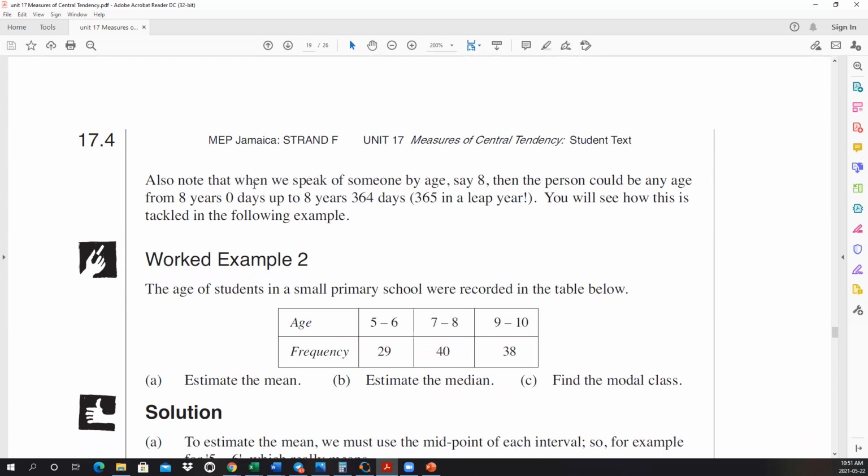Let me say it again. Also know that when we speak of someone by age, say 8, then the person could be any age from 8 years up to 8 years, 364 days, and then it's 365 in a leap year. Because it has to be like this, because if you were to put 365 here, then of course this would just be 9 years. So it wouldn't make any sense. And if it's a leap year, you want 1 day less, so that it is still considered 8 years and not a complete 9 years, right?